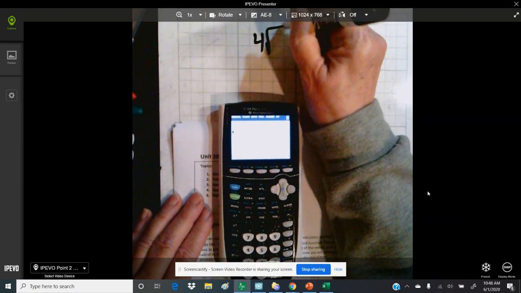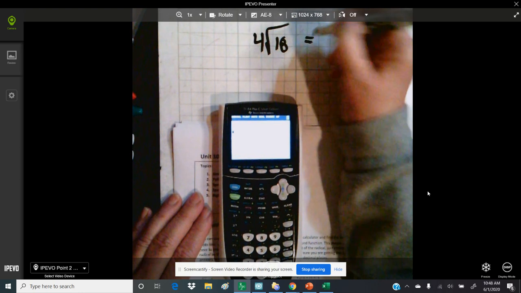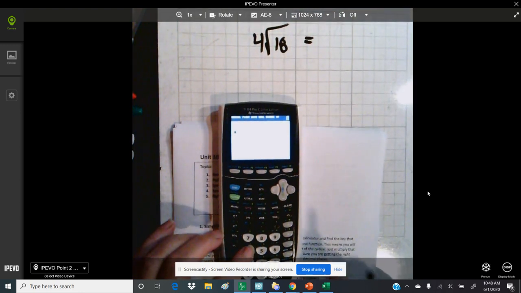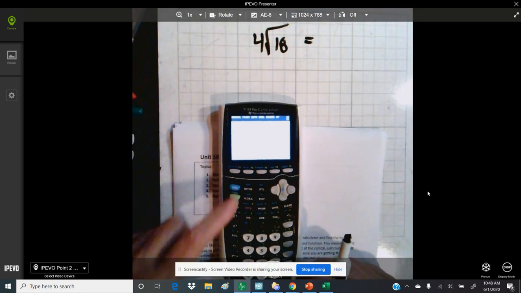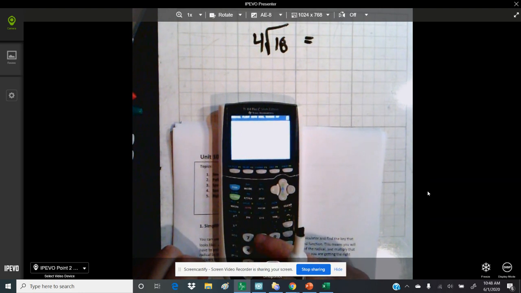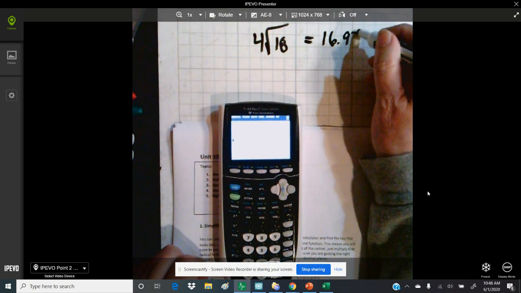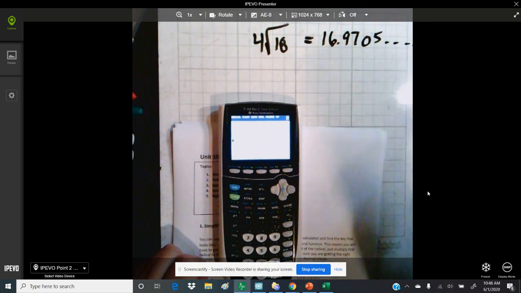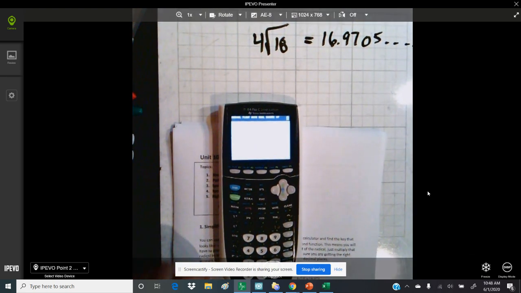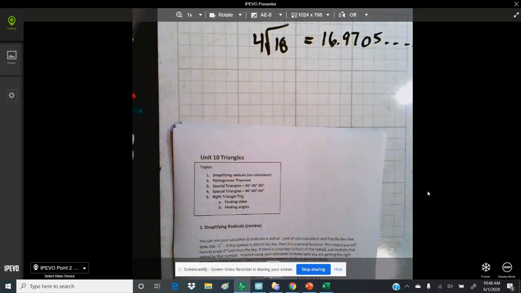If you wanted to do something like 4 times the square root of 18, again, you're just going to go into your calculator. You're going to say 4 times, find your square root button, type in 18, and then hit enter, and you'll get 16.9705, and so on. So try that out. If you have questions, let me know. And again, if you're not sure how to do it on your calculator, the easiest thing to do is just to Google it.